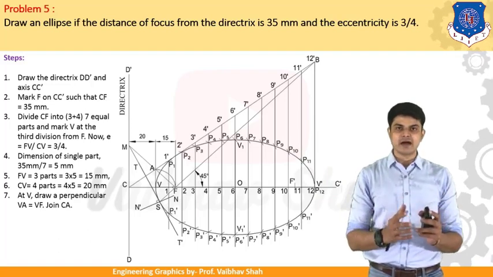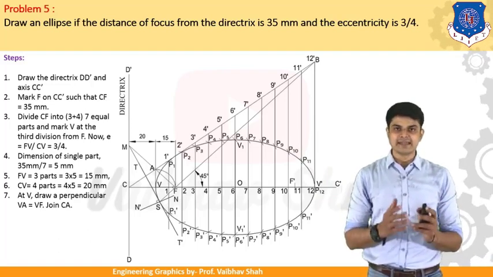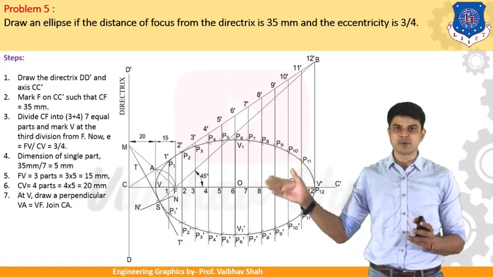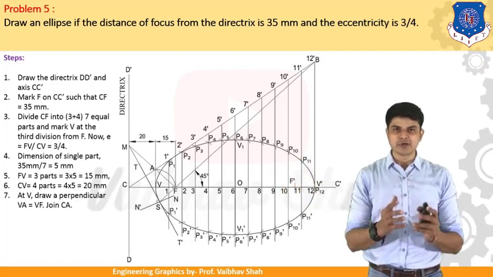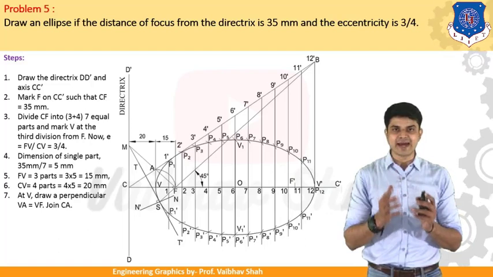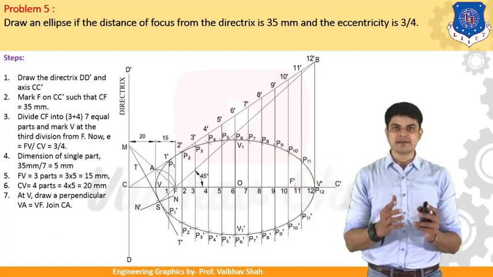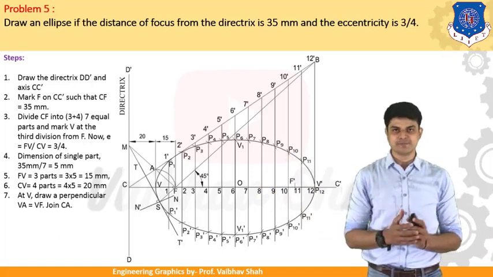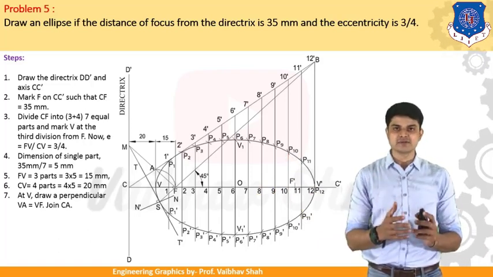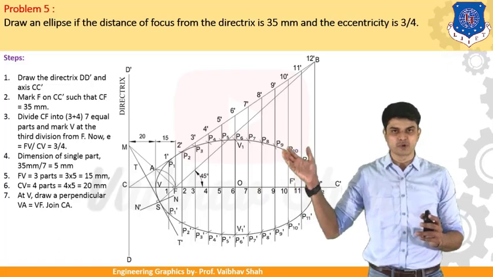Then what should we do? Let us take our rounder. Take the dimension of 1, 1 dash on this vertical line from your rounder, put your rounder at your focal point F and try to cut this vertical line 1, 1 dash above and below. So you will have points P1 and P1 dash. Then let us take the dimension from your vertical line 2, 2 dash on your rounder.